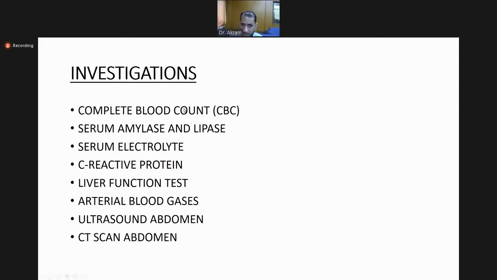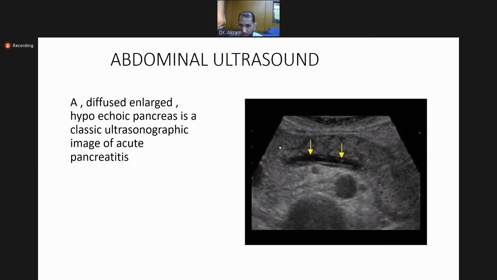So you need to do a complete blood count, serum amylase, electrolytes, C-reactive protein, and the whole list of investigations should be done in an emergency. And when you do the ultrasound, you find the whole pancreatic parenchyma becomes swollen. The pancreas becomes hypoechoic. It's a classical sign of acute pancreatitis.